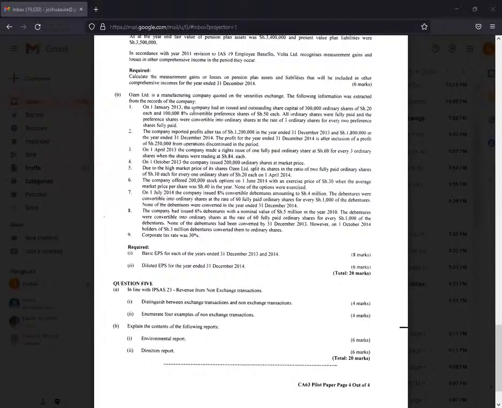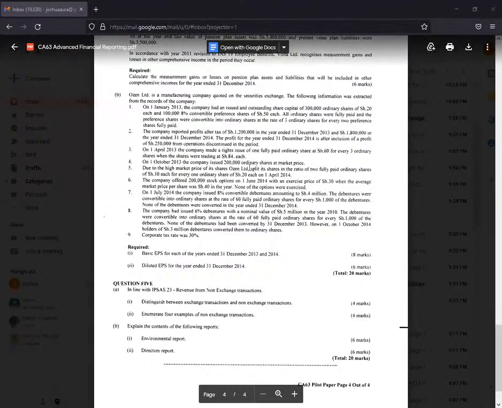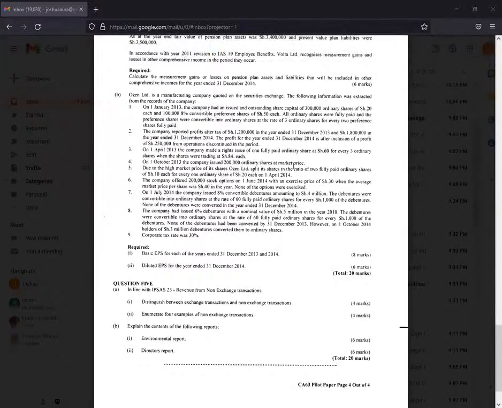The company reported profits after tax of 1.2 million in the year ended 31st December 2013 and 1.8 million in the year ended 31st December 2014. The profit for the year ended 31st December 2014 is after inclusion of a profit of 250,000 from operations discontinued in the period. On 1st April 2013, the company made a rights issue of 1 fully paid ordinary share at 60 for every 3 ordinary shares when the shares were trading at 84 each. On 1st October 2013, the company issued 200,000 ordinary shares at market price.